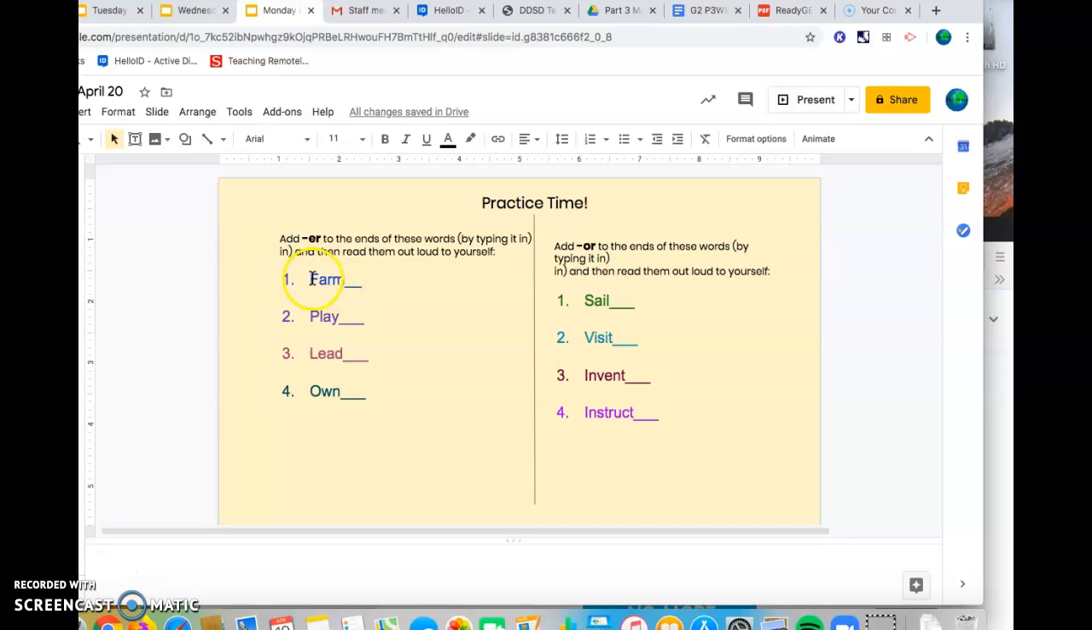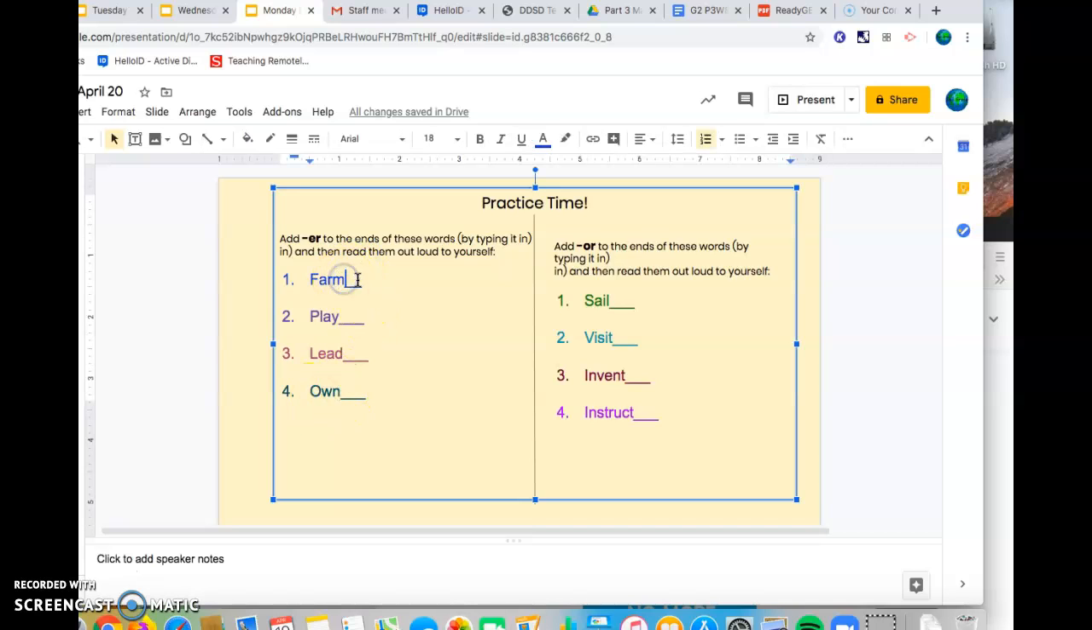My turn, your turn. Farm, play, lead, own. So here's an example. I put my cursor right there next to the M. I type in ER and then I read the word to myself. Farmer. Now you say it.